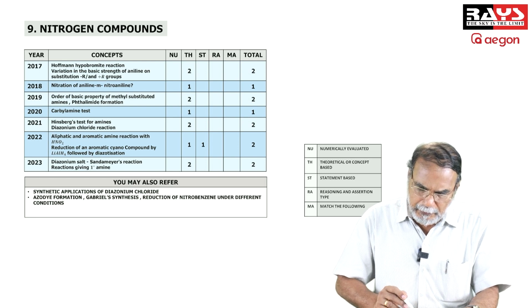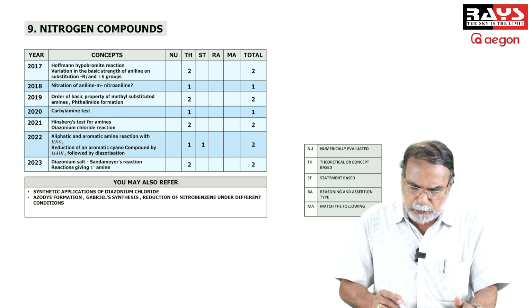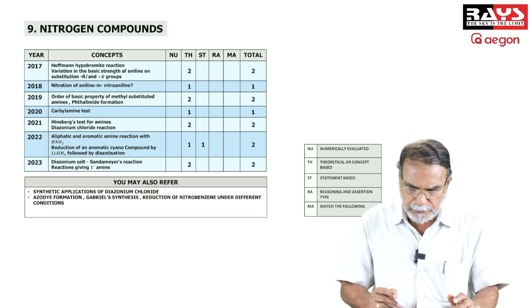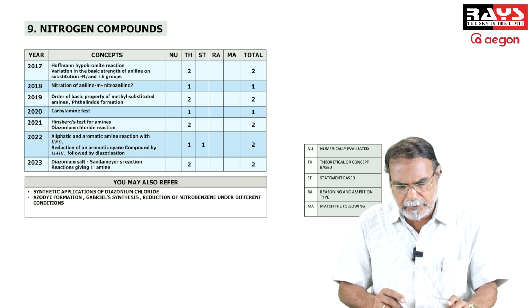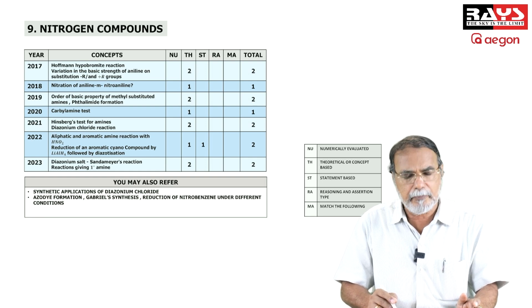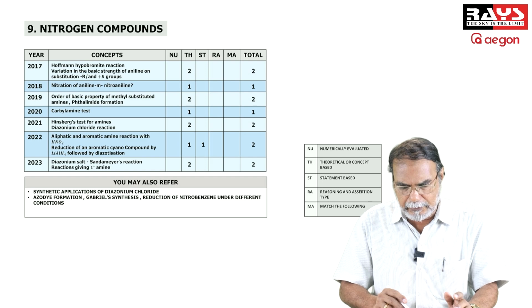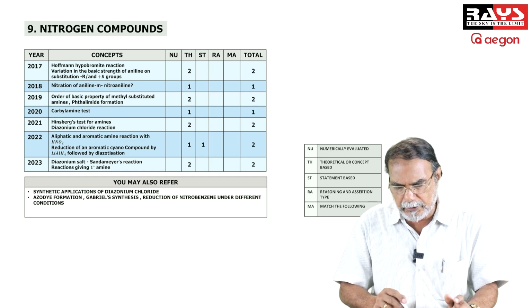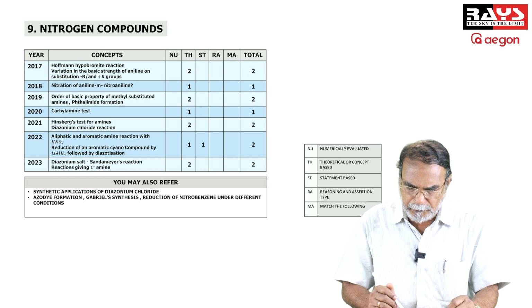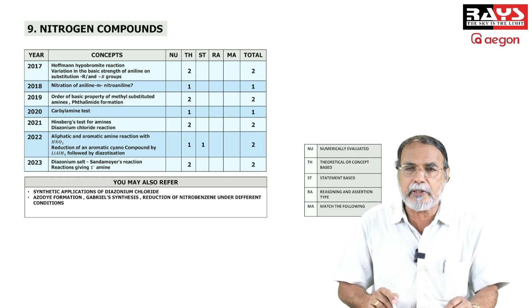Okay, and reduction of an aromatic cyano compound by lithium aluminum hydride followed by diazotization. Okay, that was the question. And then again diazonium chloride. Last year there was a question on diazonium chloride and Sandmeyer's reaction, very famous. And also there was a question relating to reactions giving primary amine as a product. And in this chapter you also refer to the synthetic applications of diazonium chloride.